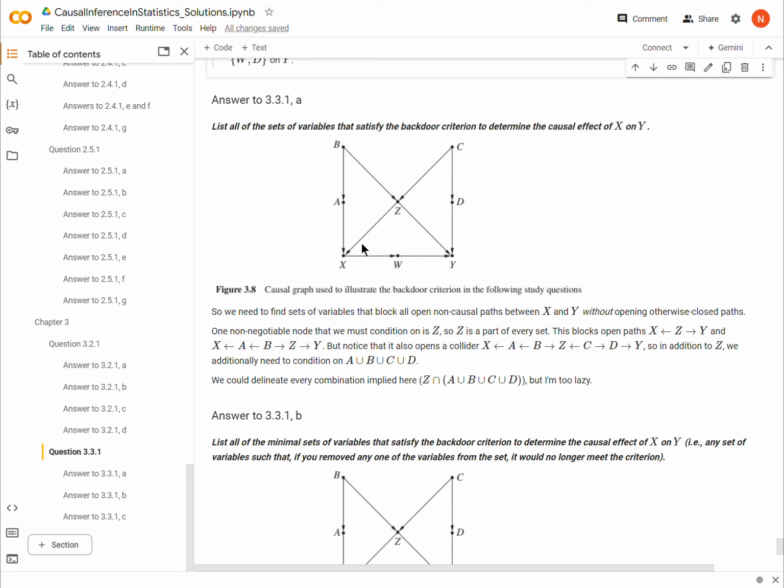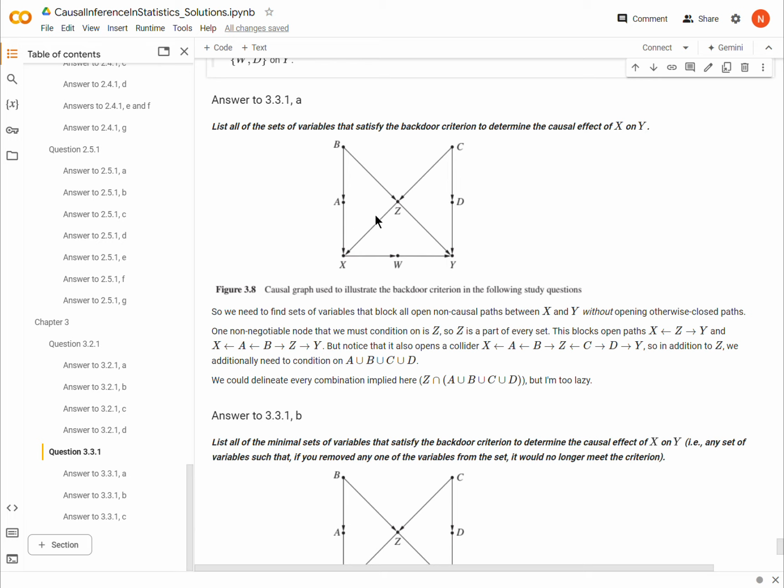All right. So one that we will have to condition on is Z, because there's a backdoor path from X to Z to Y, so we have to condition on Z no matter what. But notice that when we condition on Z, Z being a collider between B and C, we open up paths that might go B, C, D, Y, or something.